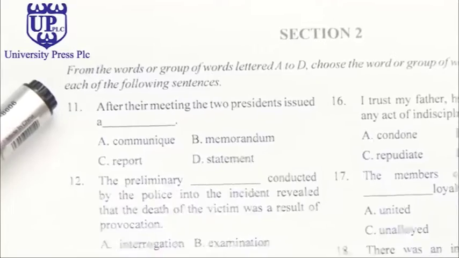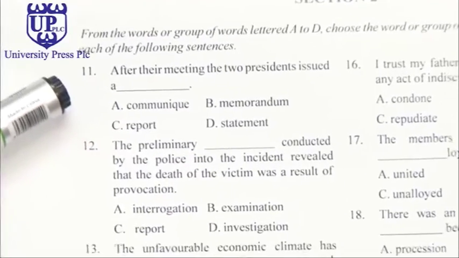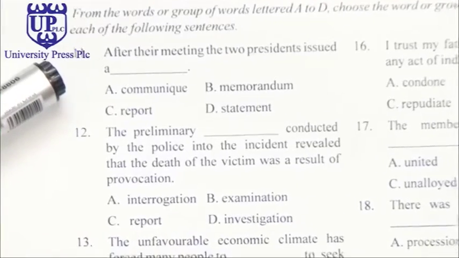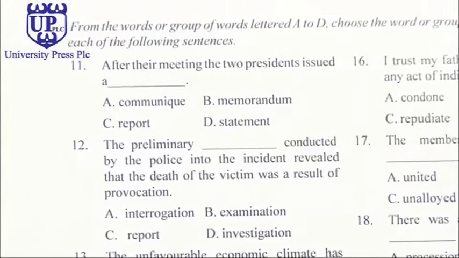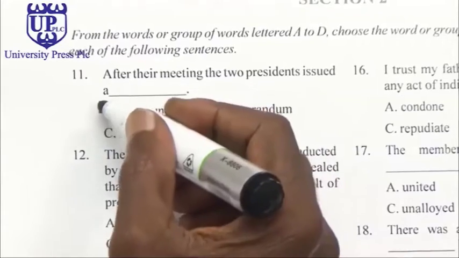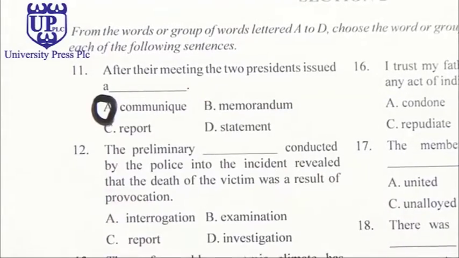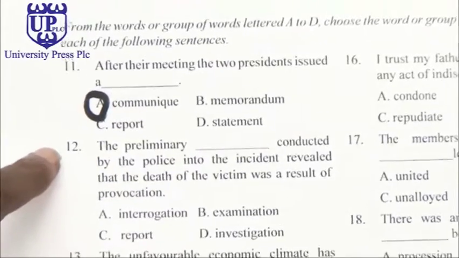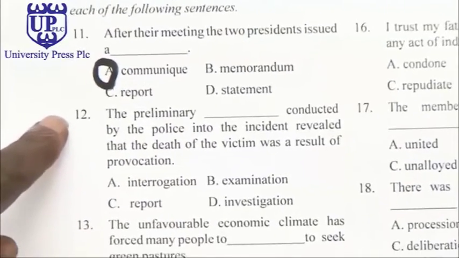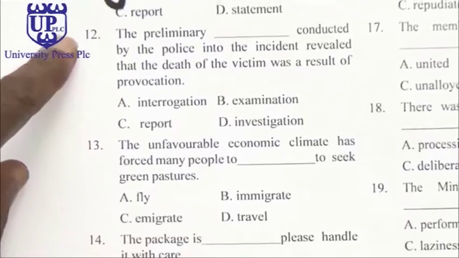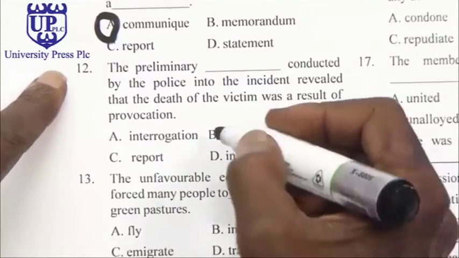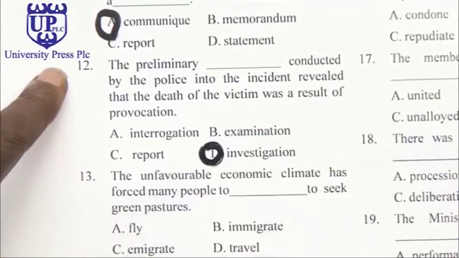Because I want us to rush to finish, that's why I'm rushing. Number 11, after their meeting, the two presidents issued a what? When they issue a communique, stating what they have agreed on. Number 12, the preliminary investigation conducted by the police into the incident revealed that the death of the victim was a result of provocation. Remember what? Remember investigation. Talk about investigation there.